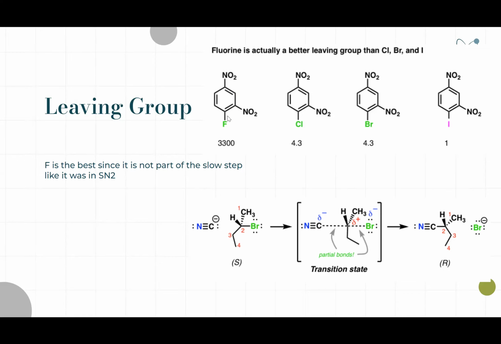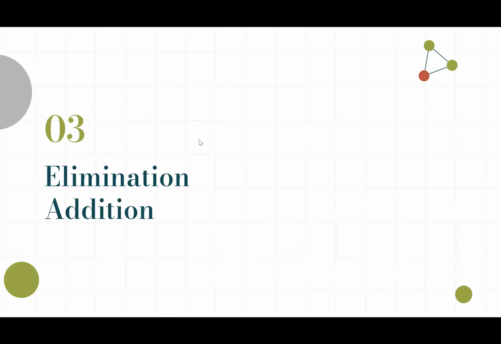Why? Because our slow step is the nucleophile attacking, and our nucleophile attacking doesn't want much hindrance. It doesn't want steric effect, right? F being so small, the nucleophile can attack straight through, and it's not going to be bothered by the big radius of Cl or Br or I. Another reason is that fluorine is very electronegative, so it's an okay leaving group, but not a bad one. But most of it is F being a little smaller, so it is less steric when you attack it. So now let's get into elimination addition.